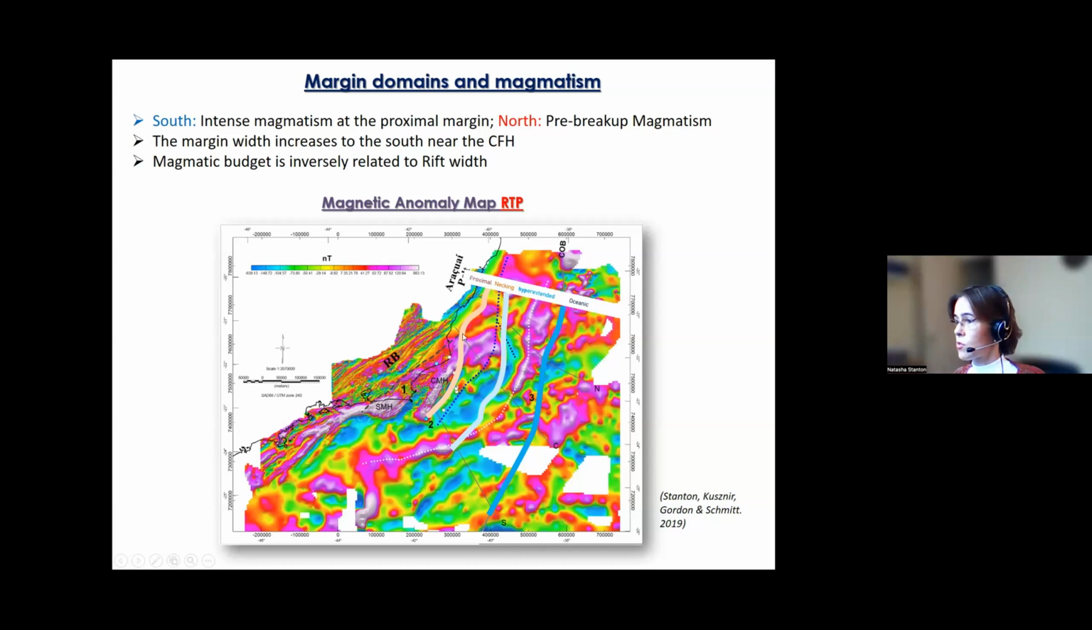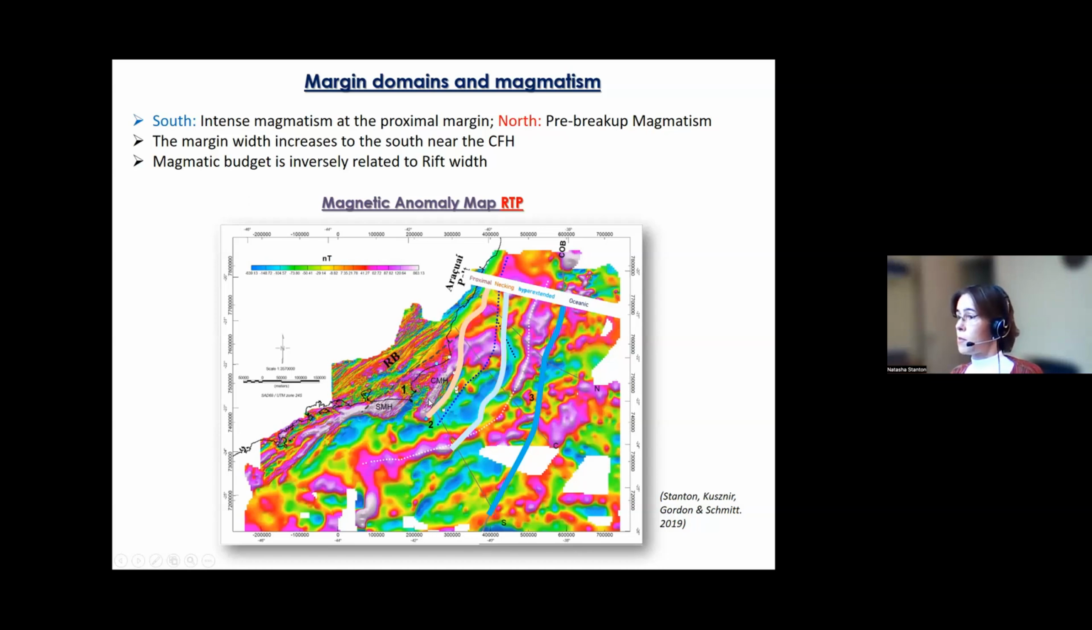The central part of the basin is more characterized by magmatism in its necking domain, not in the proximal and not in the hyperextended domain, except near the continent-ocean boundary. And the northern part of the basin is characterized by magmatism only approaching the breakup. So we see that these domains also change width across the basin.